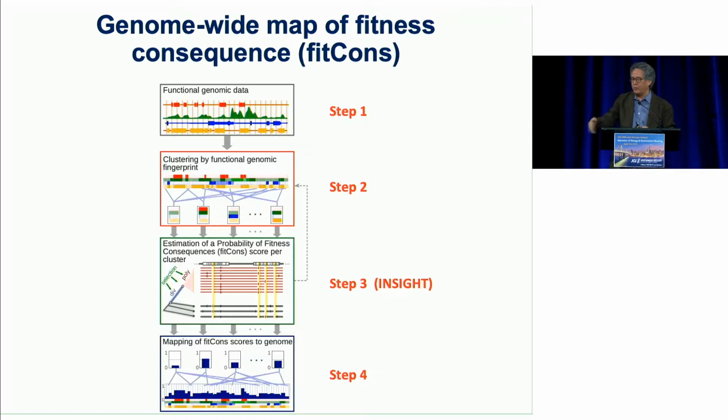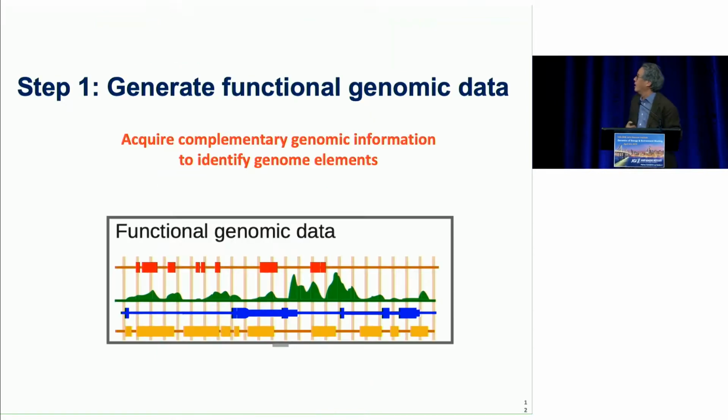We get the functional genomic data. We cluster these elements across the genome by these functional genomic fingerprints. We apply InSight. We get the rho scores, and then we map them back to the genome. So it's a 4-step procedure. It seems relatively trivial. This took us 4 years to do. And in order to do this, as you'll see, my postdoc, Zoe, essentially was a one-woman rice ENCODE project.